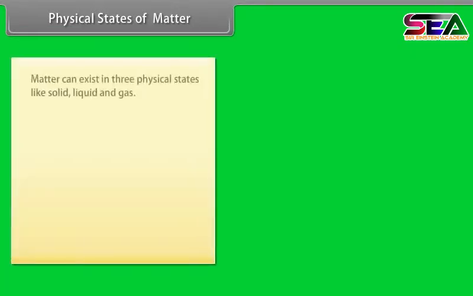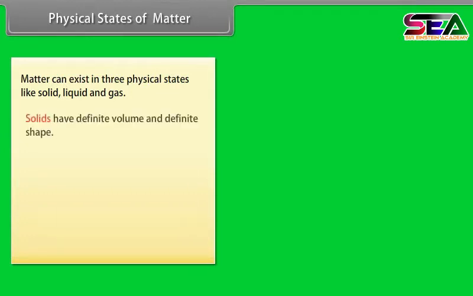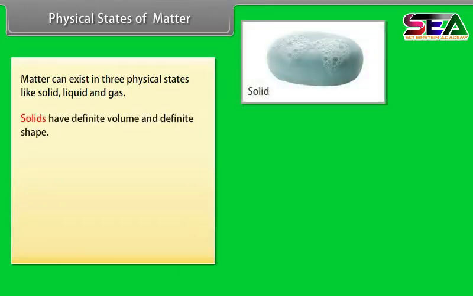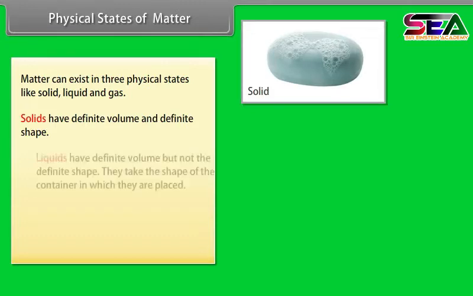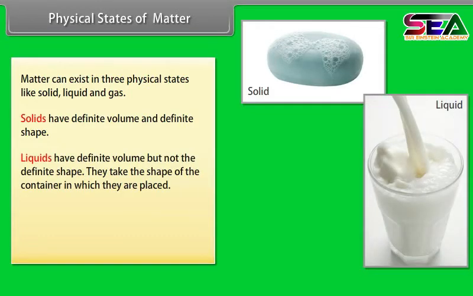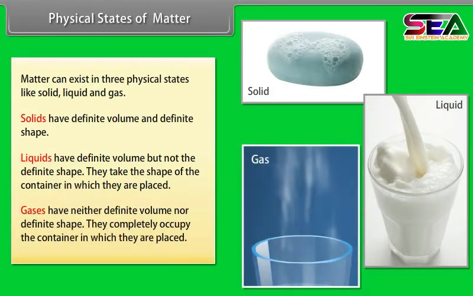Physical states of matter. Matter can exist in three physical states: solid, liquid, and gas. Solids have definite volume and definite shape. Liquids have definite volume but not a definite shape. They take the shape of the container in which they are placed. Gases have neither definite volume nor definite shape. They completely occupy the container in which they are placed.